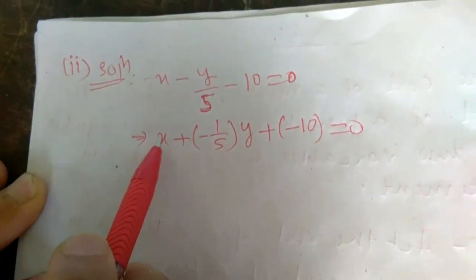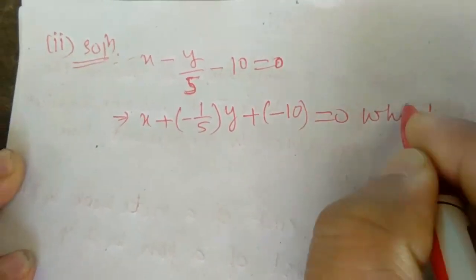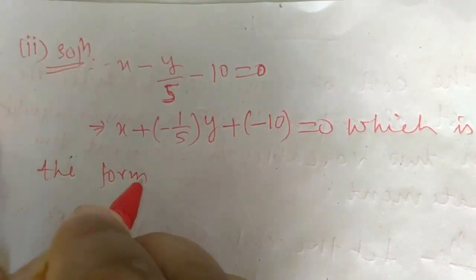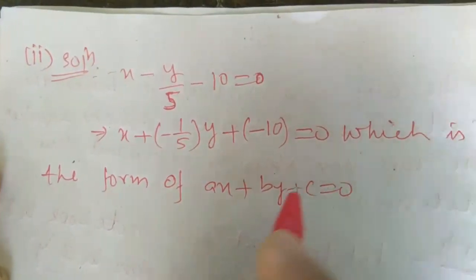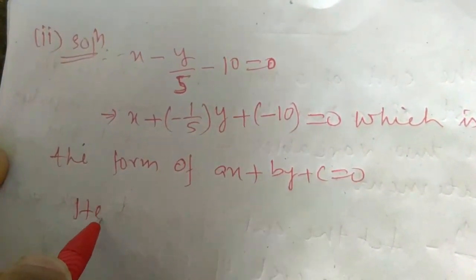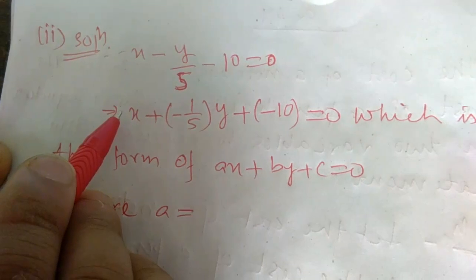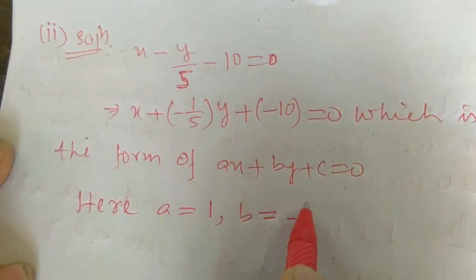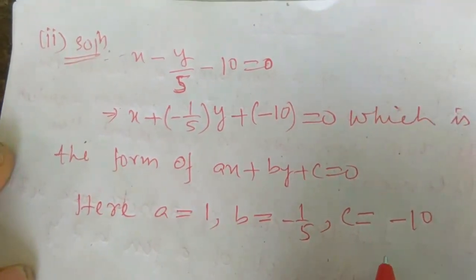So this is in the form ax plus by plus c equal to 0. Then here a equal to what? a means the coefficient of x. Here it is 1. No coefficient means 1. b means the coefficient of y. It is minus 1 by 5. And c means the constant term. It is minus 10.